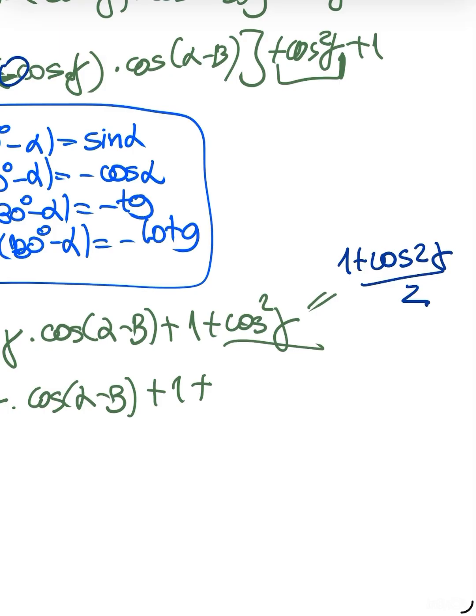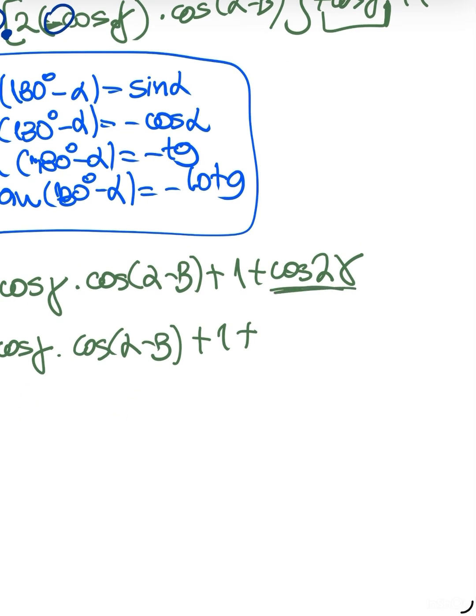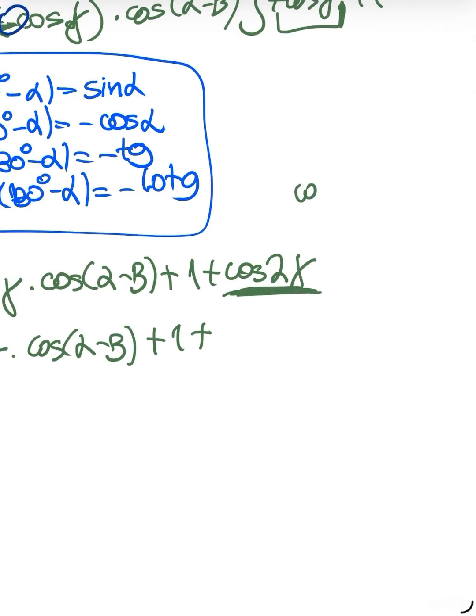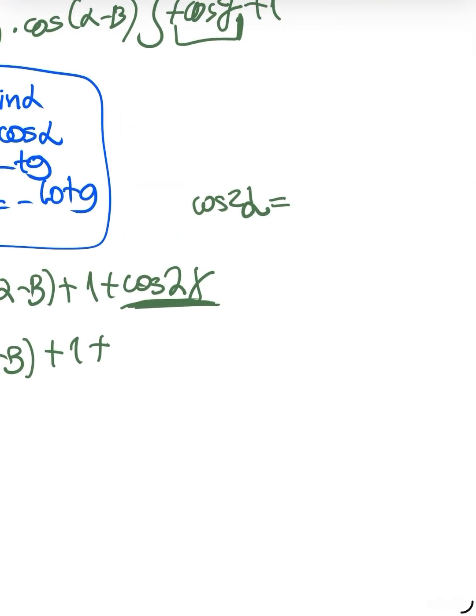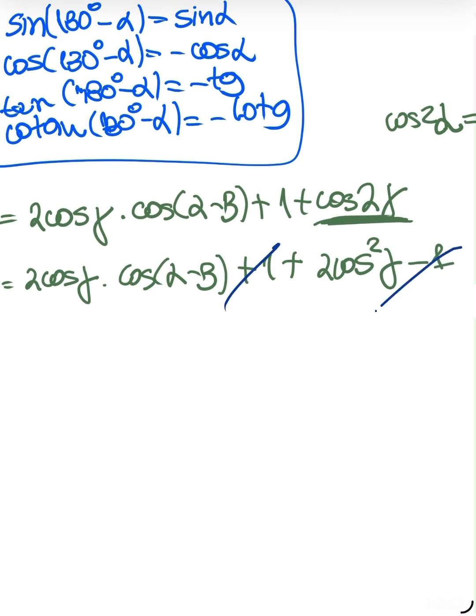Sorry guys, it's not to the power of 2 here. It's 2 times gamma. So we have cosine 2 gamma. For example, cosine 2 alpha is equal to 2 times cosine squared alpha minus 1. And we'll be using the same for gamma: 2 times cosine squared gamma minus 1. And then we substitute this, and the ones cancel out.